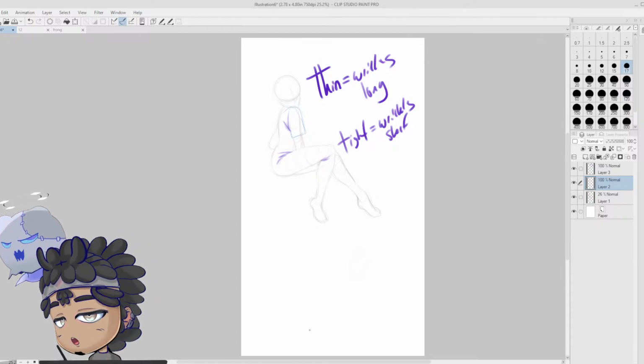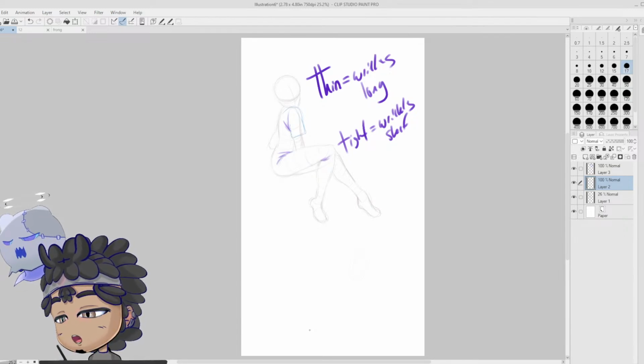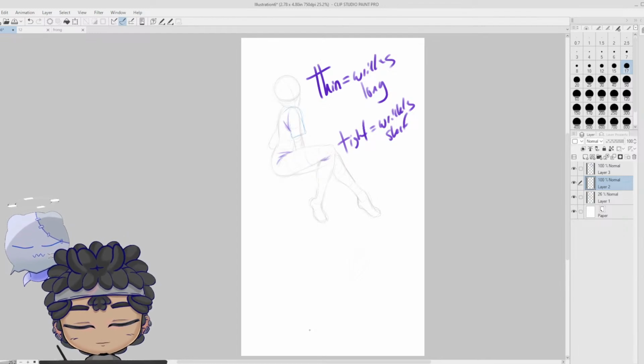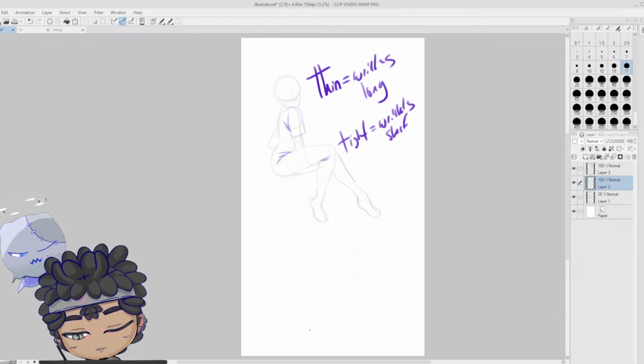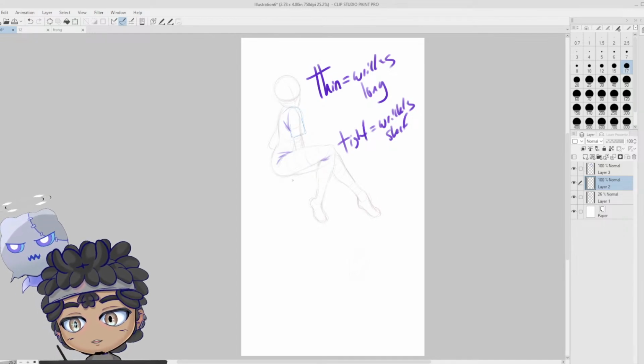I've never tried impact frames, to be honest. I'm not gonna lie to you. I should try that. That's something I always see in animation, in most cases.